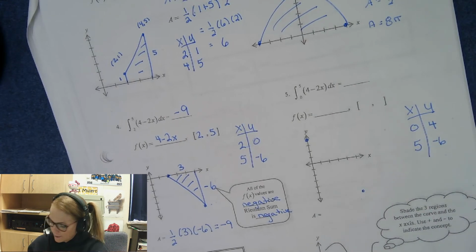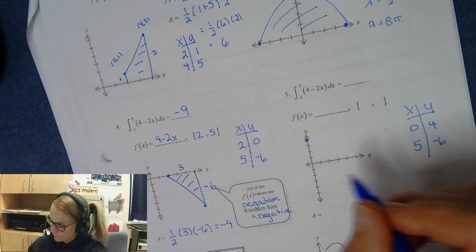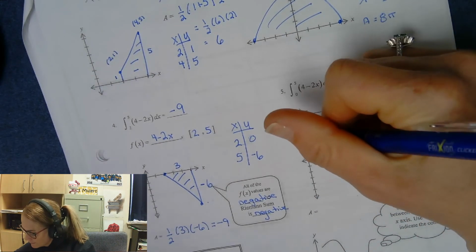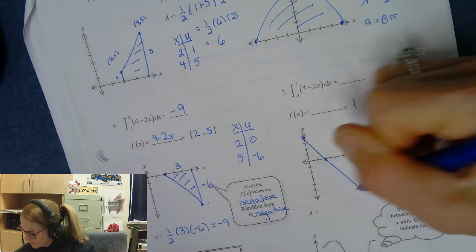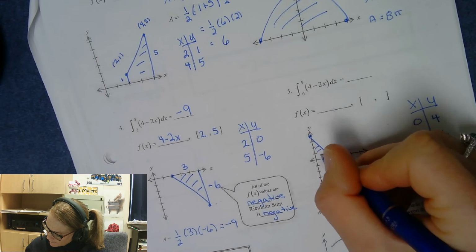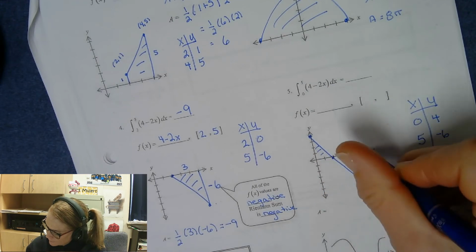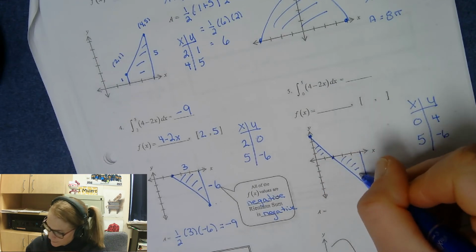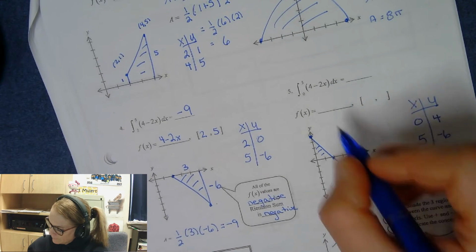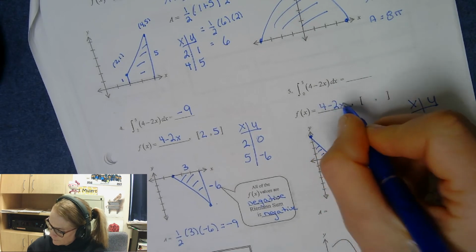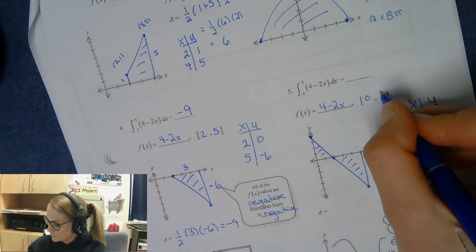Okay, and so we saw before that we were going through the x-axis here. So I've got some positive area and some negative area. So I've got this positive area and I've got this negative area. So I'm just going to do two geometric formulas here. Okay, I'm just doing f of x is this line from 0 to 5.